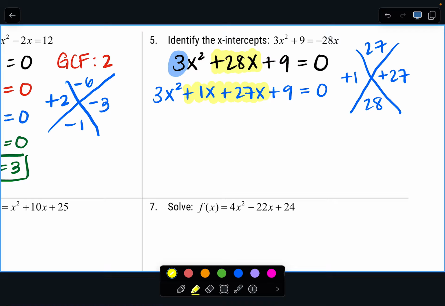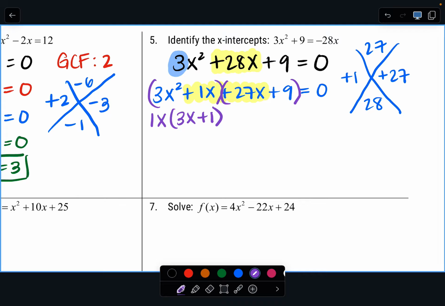Now I go in, and this is where we group. We group the first two together, we group the last two together. So I am going to group 3x squared and 1x, and 27x and 9. Once you have your groupings, you're looking for the GCF of each group. So what is the GCF of my first group? 1x. So perfect. I'm going to take a 1x out, and then I'm going to have 3x plus 1.